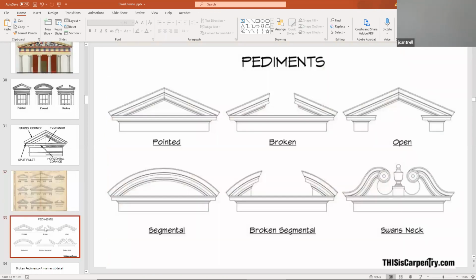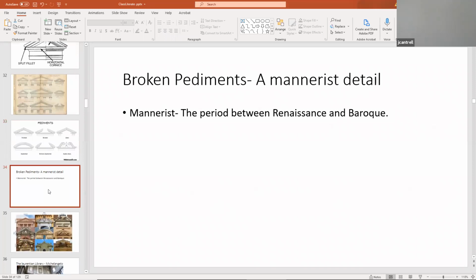So here's some very different pediment types. It's interesting, in American architecture, we have these really beautifully curved volutes. This was probably introduced in early Georgian architecture in London, then introduced into American architecture. So broken pediments are really a Mannerist detail.